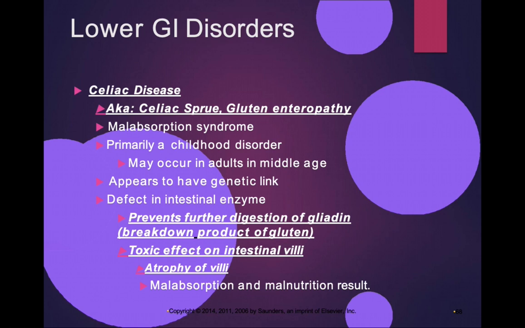So celiac disease, aka celiac sprue, gluten enteropathy, it's a malabsorption syndrome. Primarily affects children. Can occur in adults in middle age. There appears to be a genetic link here. It's a defect in intestinal enzymes, and it prevents further digestion of gliadin, which is the breakdown product of gluten. The toxic effect of this is on the intestinal villi. You actually get atrophy of the villi. When the villi break down, there's the malabsorption, which creates a malnutrition.